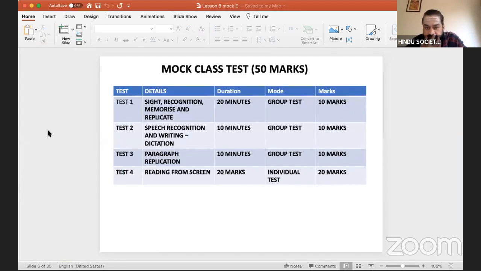So as I told you, you can see on the screen, the first test is sight recognition, memorize and replicate. You will see some words, and it's a timed test. Independently, you have to write it on a piece of paper and then take a photo of that and send it to me. The second test will be speech recognition. When I dictate a word, you have to just hear it, write it out, and then send the picture to me. The third test is paragraph replication. You will see a paragraph on the screen. Just see that and write. The last, test 4, is over the week's time, so that's not for today.